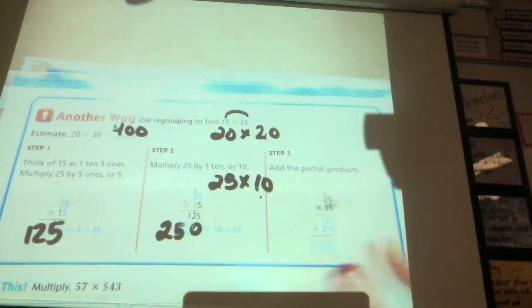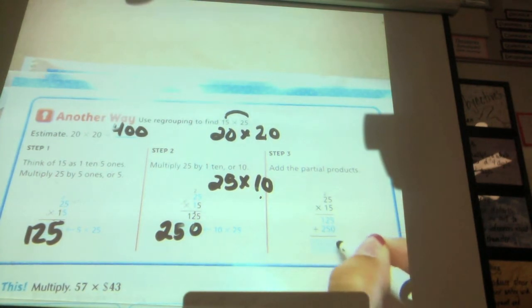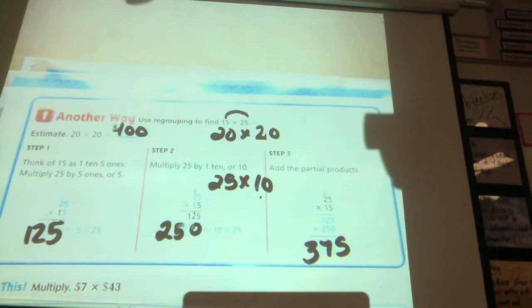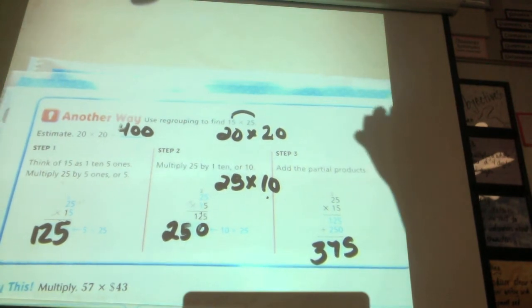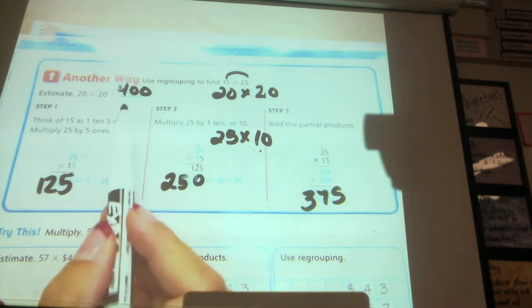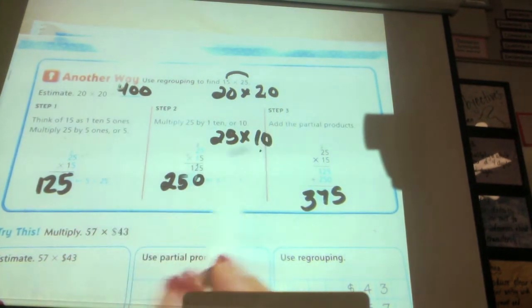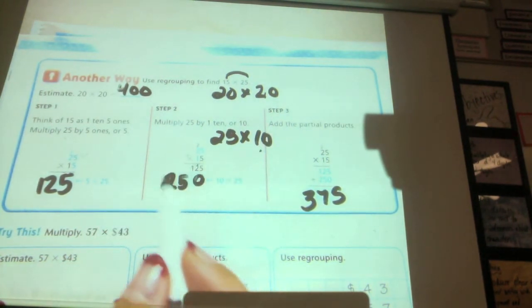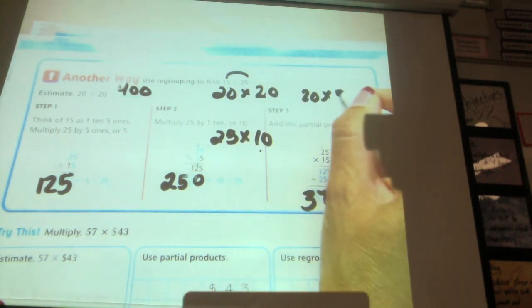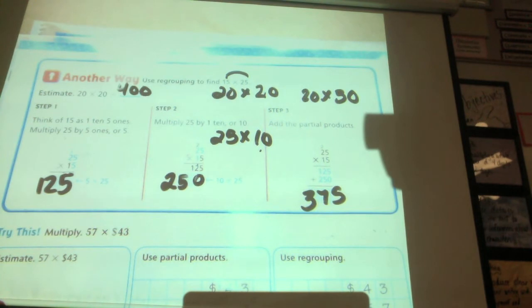What do I do with these two numbers now? Add them. So 5, 7, and 3. Oh, what a surprise. We got 375. Did anybody expect anything different? No. All right, now we can look at 375 compared to our estimate of 400. Is it pretty close? Yeah. Yes, it is. Let's go ahead and check. If we had done 20 times 30, think in your head, what is 20 times 30?